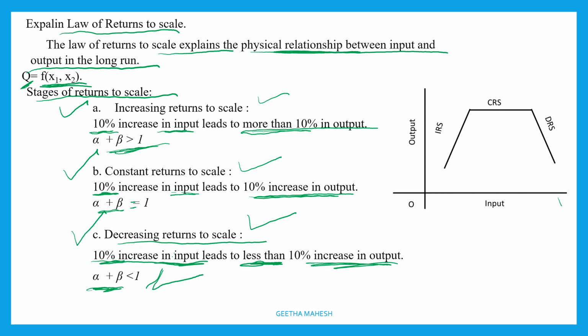Diagrammatically, you can see on the x-axis input is measured, on the y-axis output is measured. As input increases, output also increases by more than the increase in input. That stage you can see here is increasing returns. And then here you can see constant returns to scale. Then here you can see the decreasing returns to scale.